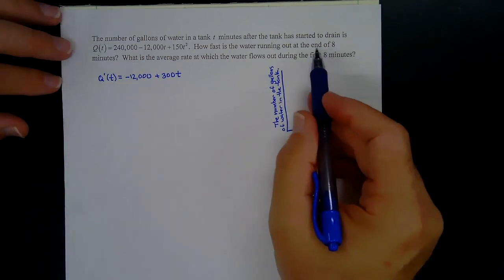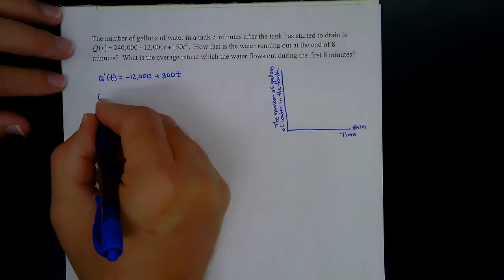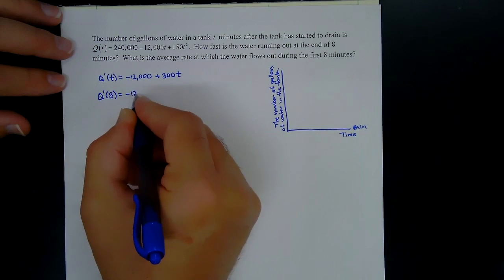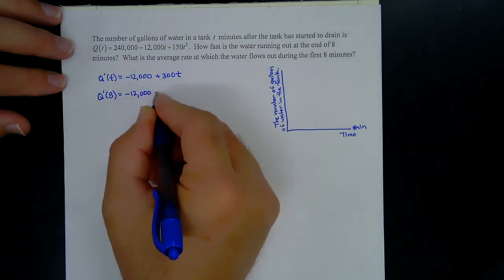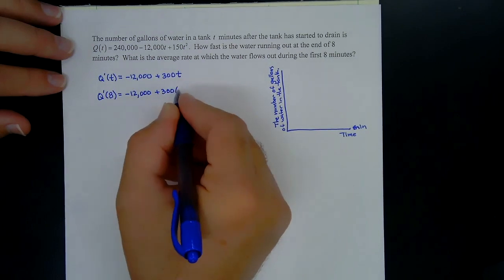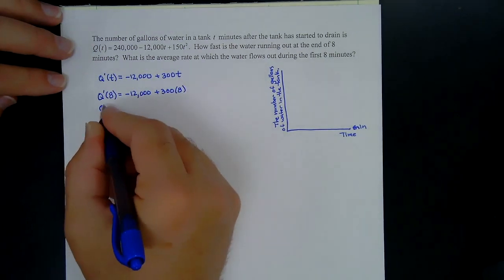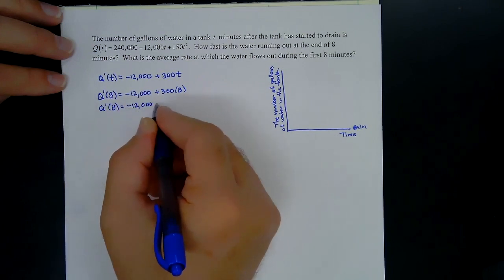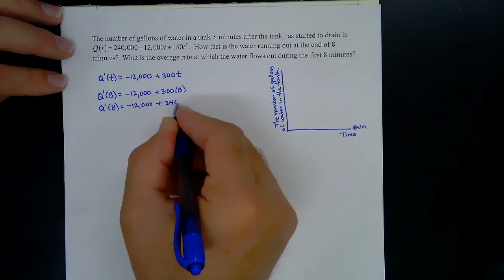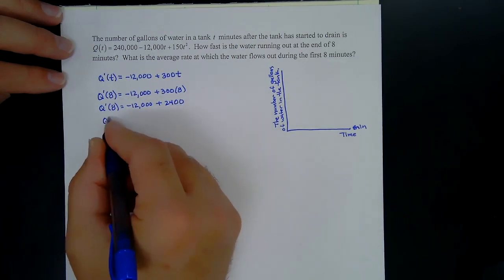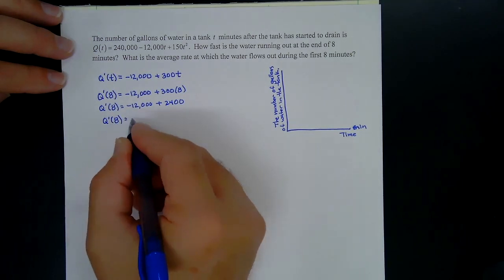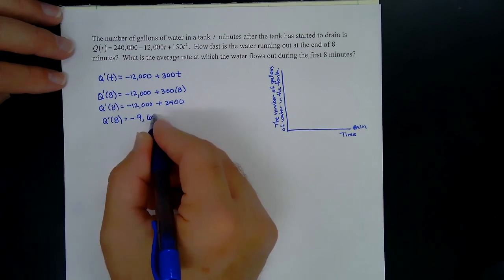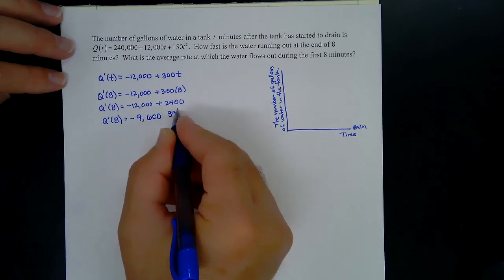So we want to do this at the end of 8 minutes, right? So that would be Q prime of 8. That's negative 12,000 plus 300 times 8. Without a calculator, that would be negative 12,000 plus 2,400, and that gives you a value of negative 9,600 gallons per minute.